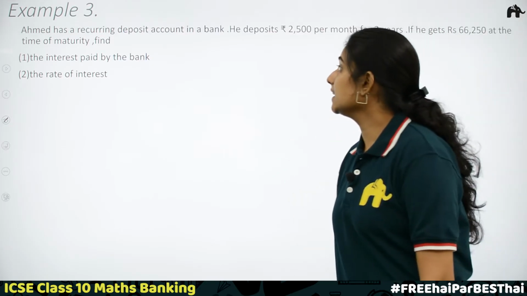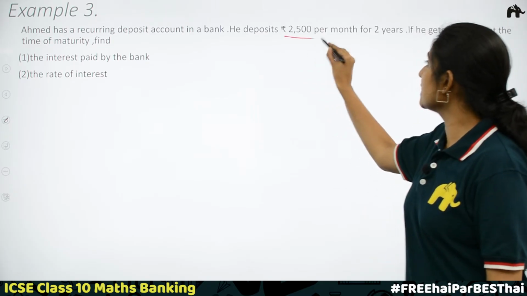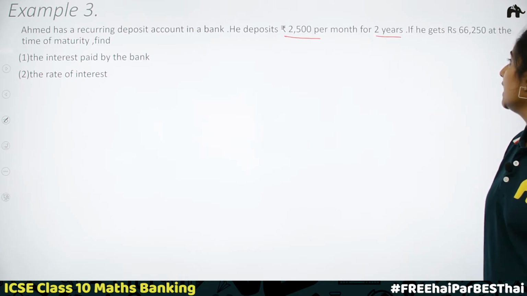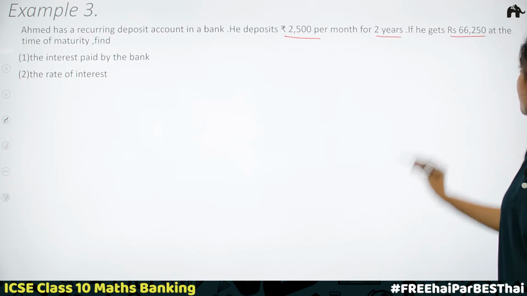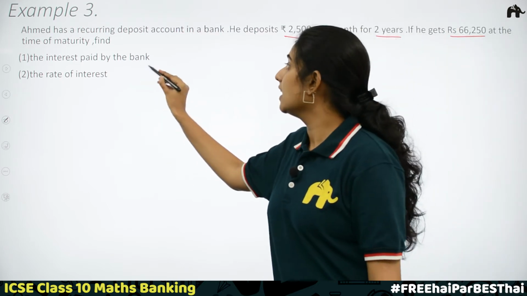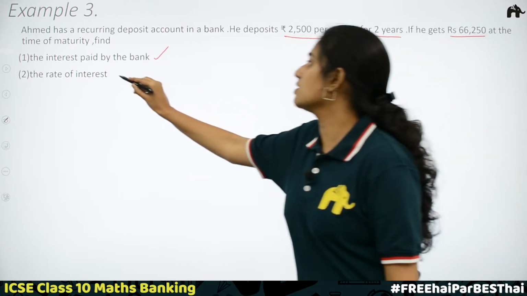Ahmad has a recurring deposit account in a bank. He deposits rupees 2,500 per month for 2 years. If he gets rupees 66,250 at the time of maturity, find the interest paid by the bank and the rate of interest.